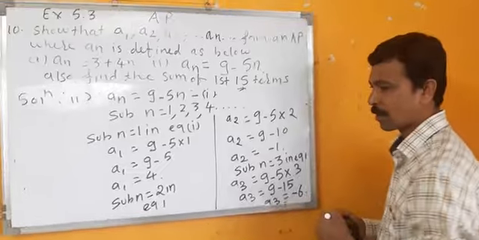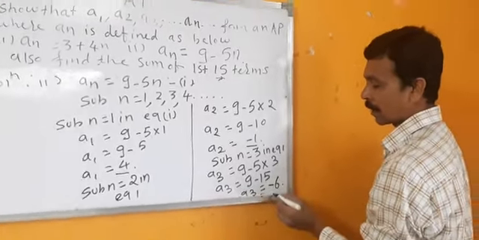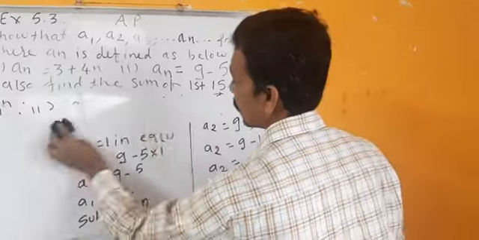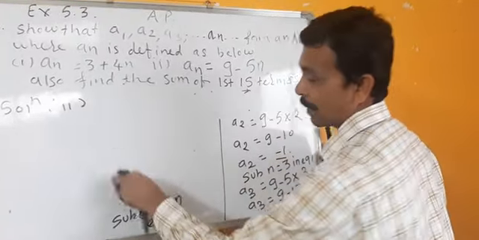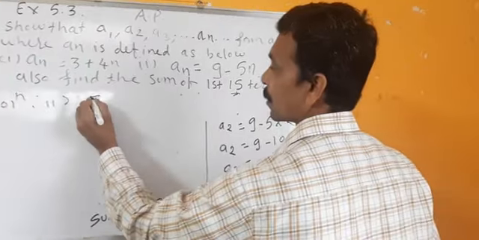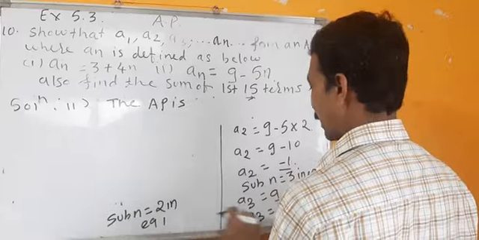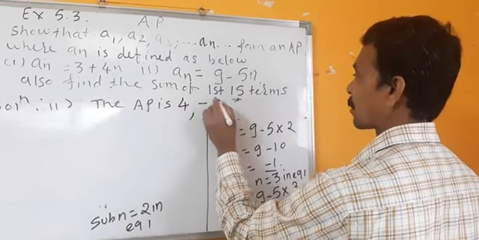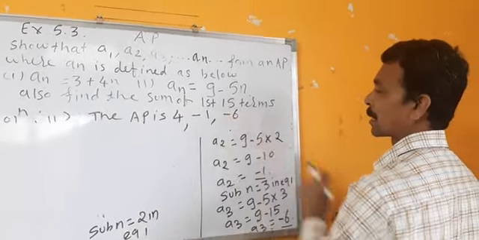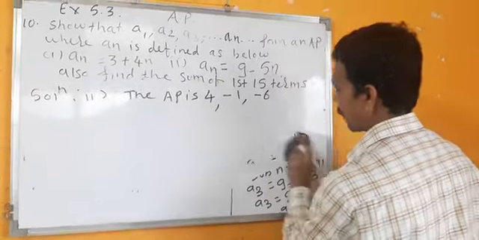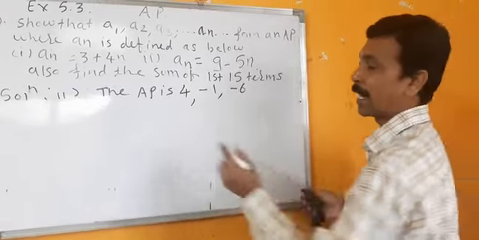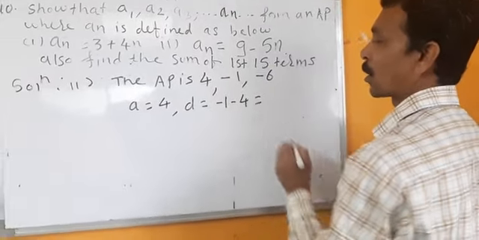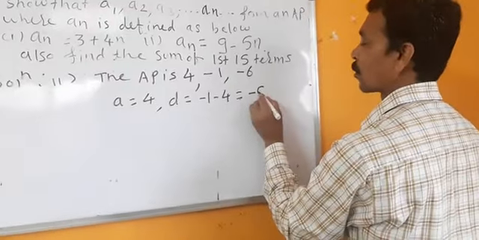Right? Now we have got the values of A1. A1 is 4, A2 is minus 1, A3 is minus 6. Means an AP is formed. I will write here the AP is 4, minus 1, minus 6, and from that AP I will get a and d. a is equal to 4. d is equal to minus 1 minus 4, because d is equal to A2 minus A1, which is minus 5.